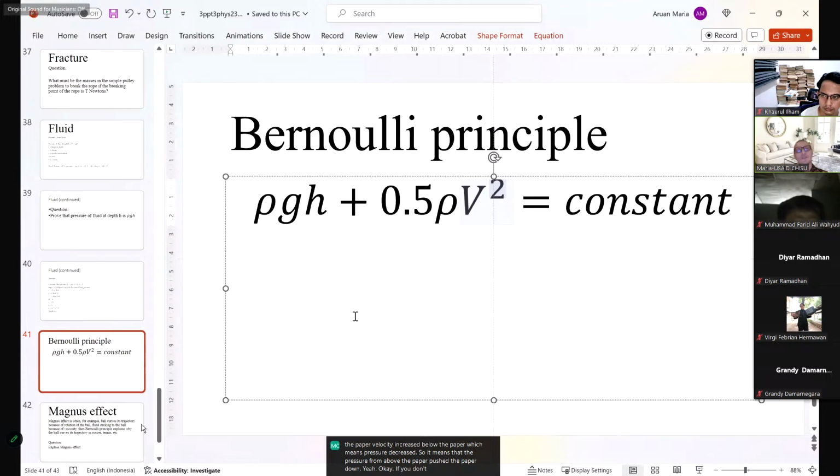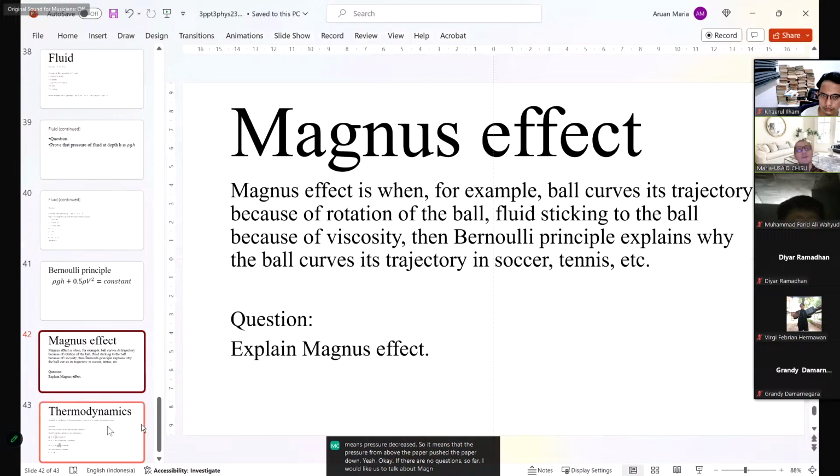If there are no questions so far, I would like us to talk about the Magnus effect. If you like playing soccer or watching soccer, you can see that sometimes when they kick the ball, it goes not in a straight line, but in a curved line. For example, you can score from the corner point. So you curve the ball. And this is due to the Magnus effect, and it is due to Bernoulli's principle again.